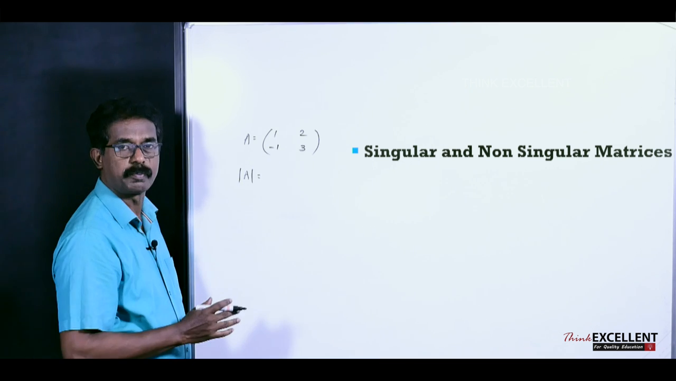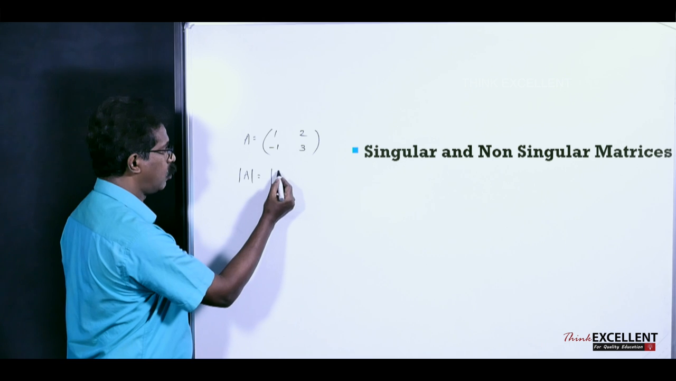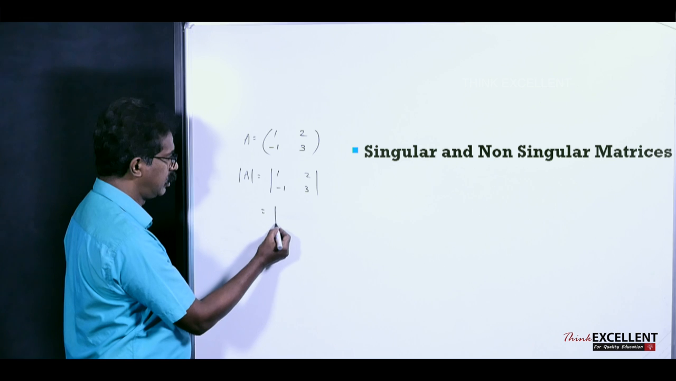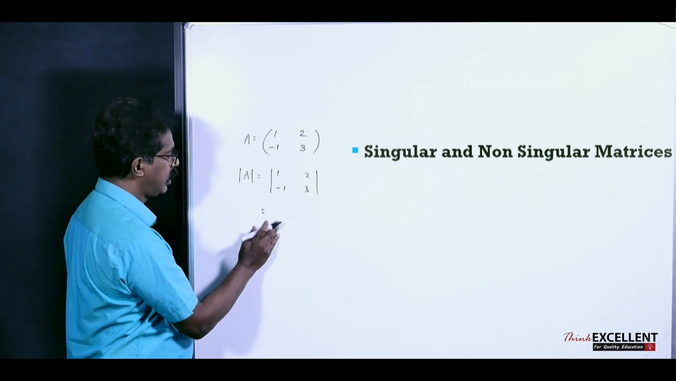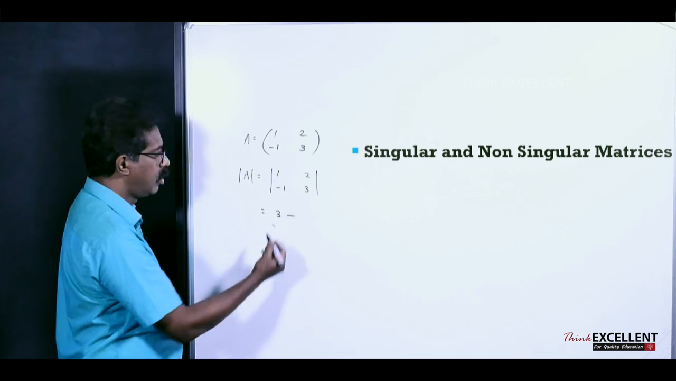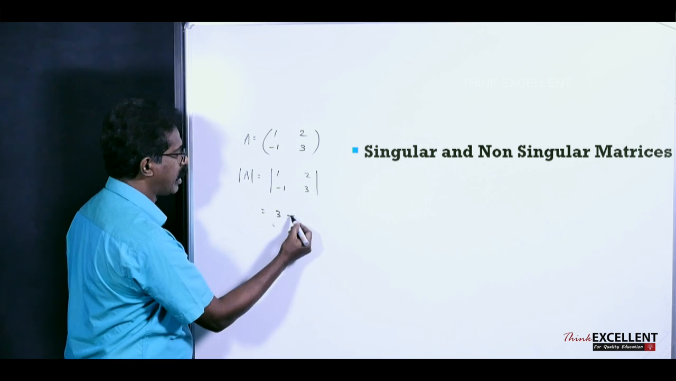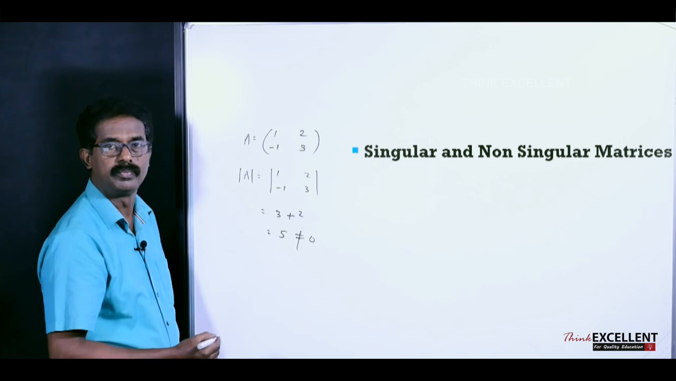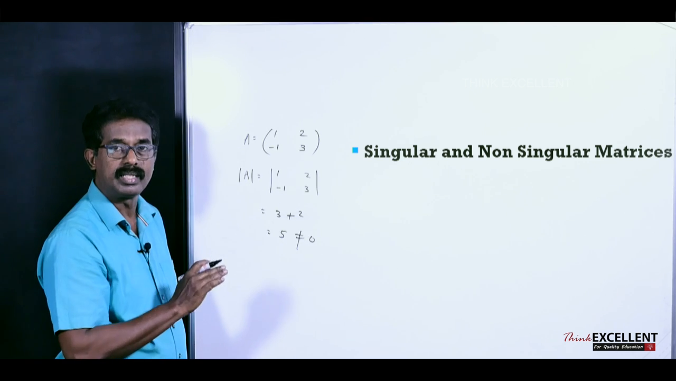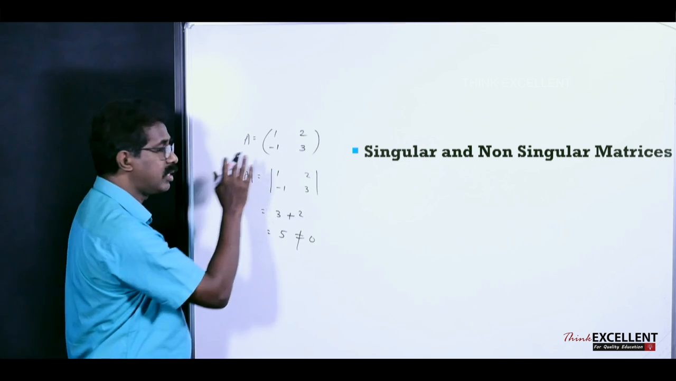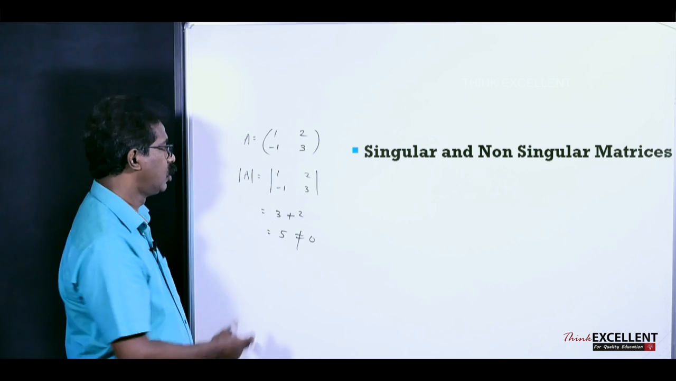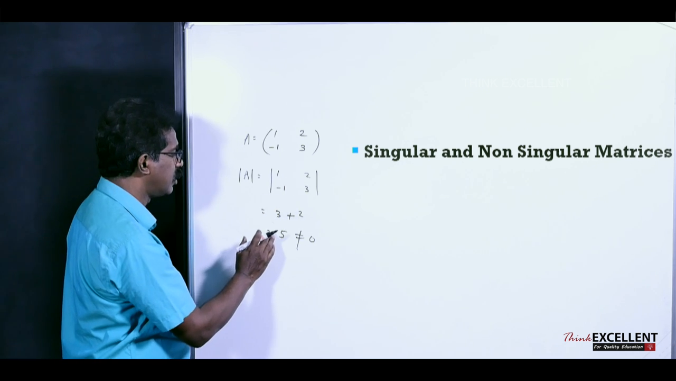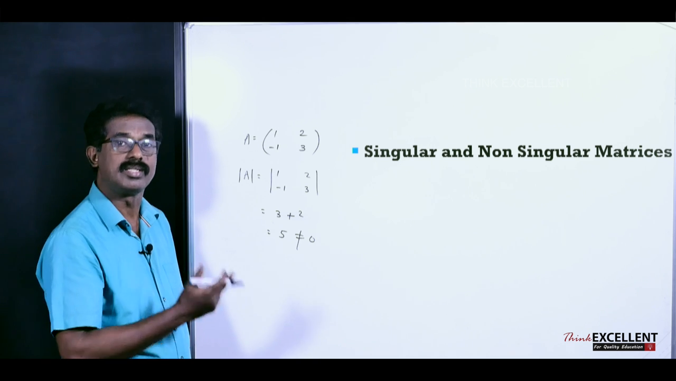So matrix, you cannot expand it, right? So you write the determinant. Determinant 1, 2, minus 1, 3. Expand it. If you expand, what do you get? When you expand, 1 into 3, 3, minus minus 2, so minus minus 2, it is plus 2. Your answer is 5. It is not equal to 0. So a square matrix is given. To check whether it is singular or non-singular, you find the corresponding determinant and you simplify. If your answer is not 0, we say it is non-singular.